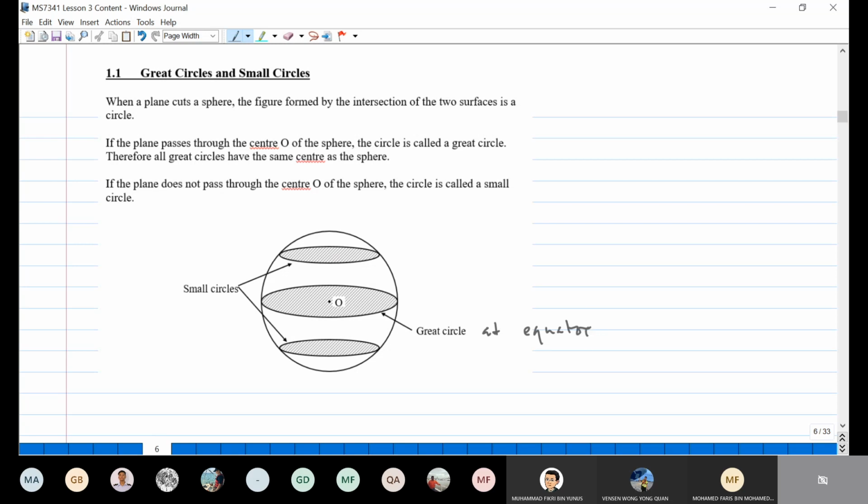Alright? And then there are small circles which don't pass through the center of the sphere. But there are many other great circles. So for example, you can have a great circle passing through the center of the sphere, the great circle here. Otherwise, if the circle doesn't contain the center of a sphere, then we call it a small circle.